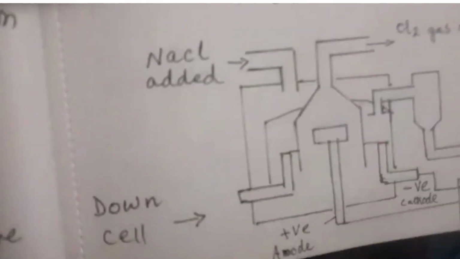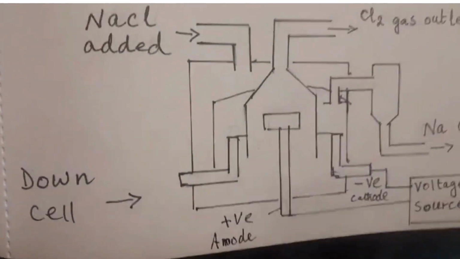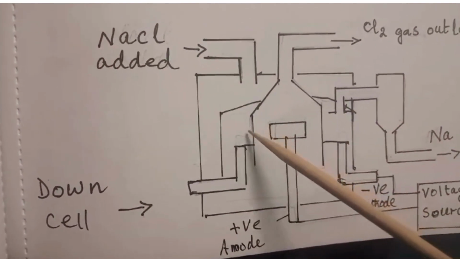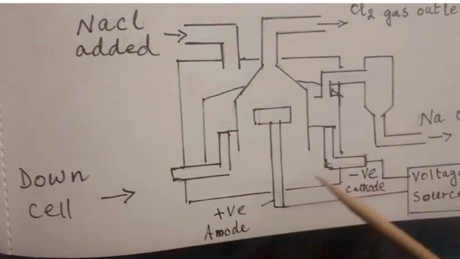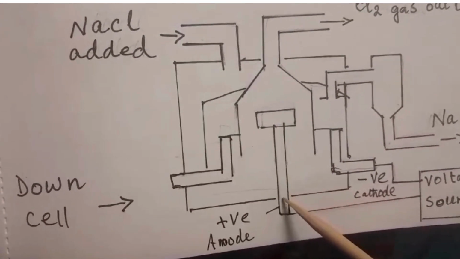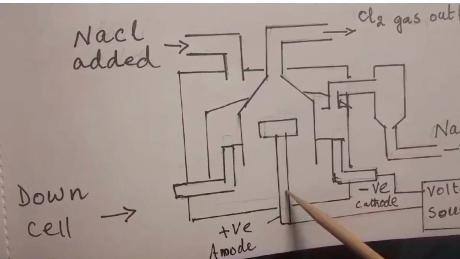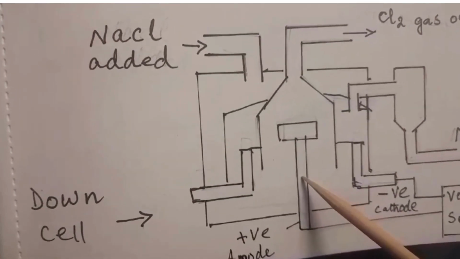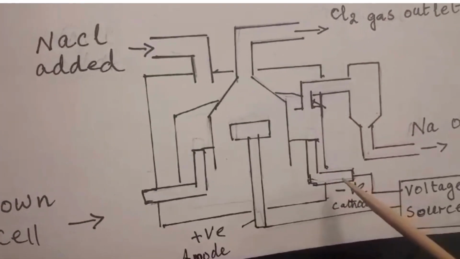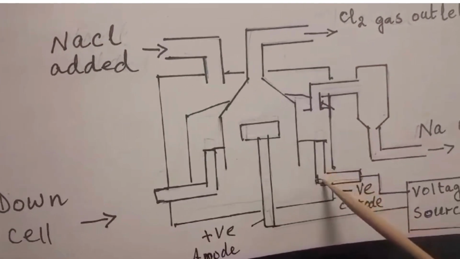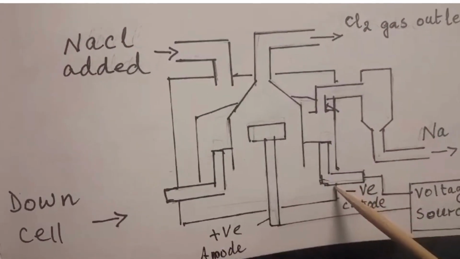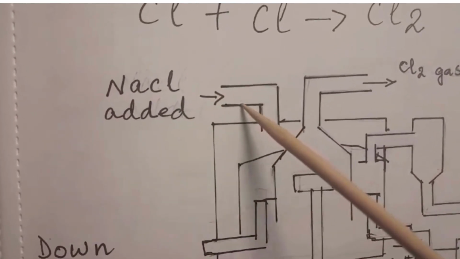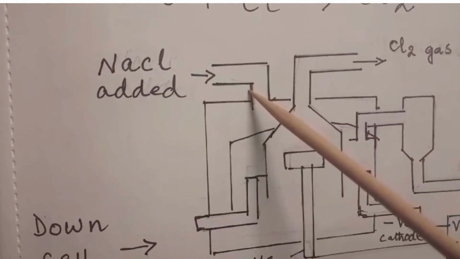This is the electrolytic cell that is used to make the sodium metal from fused sodium chloride. This is called Down cell, and here the anode or the positive electrode is made up of graphite, which is carbon, and the cathode, the negative electrode, is made up of iron. This is the opening from where the fused or the molten sodium chloride is added.